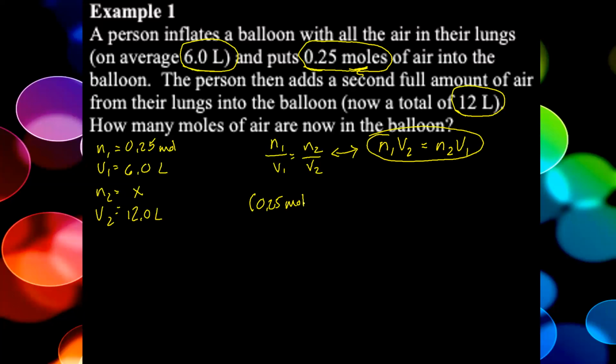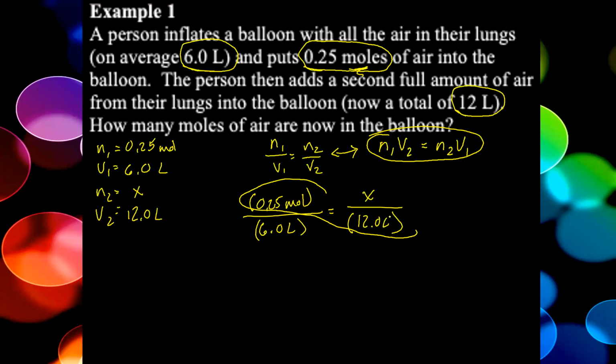0.25 moles gets divided by 6.0 liters. And that's going to be equal to my X, 12.0 liters. So I'm going to cross multiply: 0.250 moles times 12 liters, and then have 6 liters times my X, and so I'll divide by 6 liters, and I am totally good to go here.